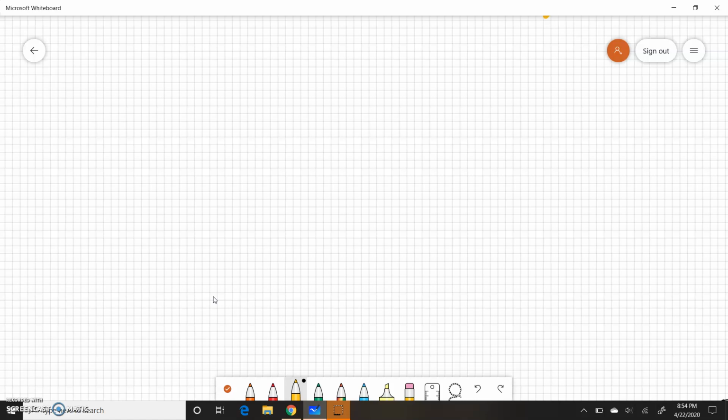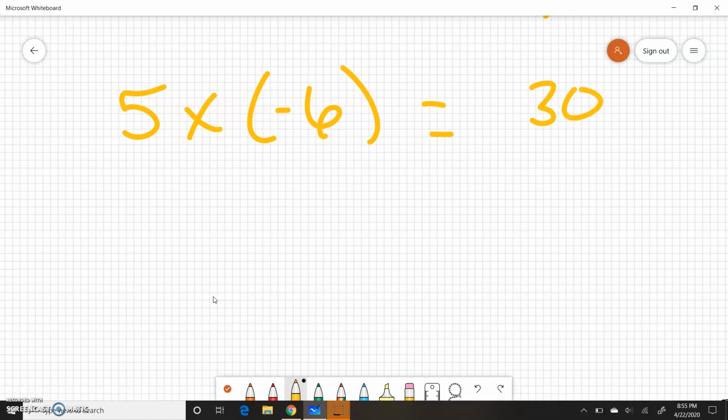So for example, you could have 5 times negative 6. Just like yesterday, the parentheses don't mean anything. It just shows you that this is times and that's a negative 6, just so you don't see the times and the minus sign next to each other and get confused. So 5 times 6 is 30. And the rule is if the signs are different, so one's positive and one's negative, then your answer is negative.